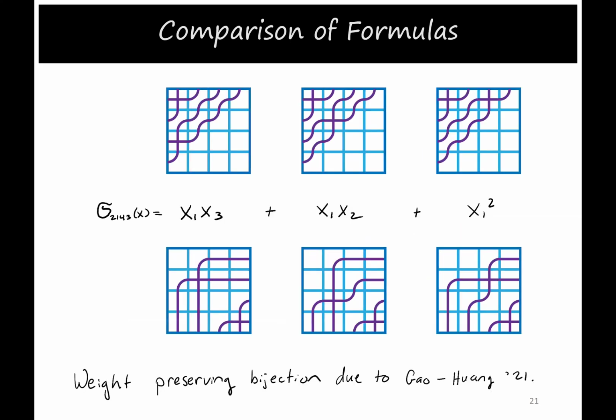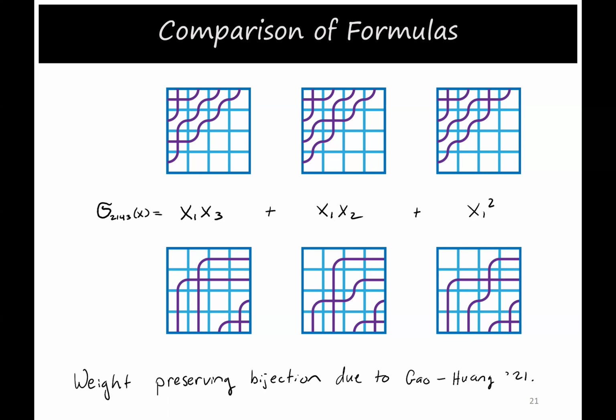Looking at these, we can compare formulas, and there's a weight preserving bijection due to Gao and Huang that really lets you say, well, in this example, you had no choice. So I lined them up the only way we could to preserve the monomial weights. But in general, you could have many objects give you the same monomial for a fixed permutation. And Gao and Huang give a very nice way to compare these.